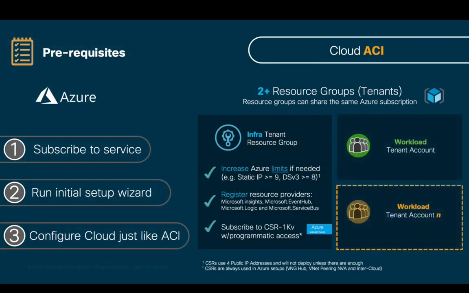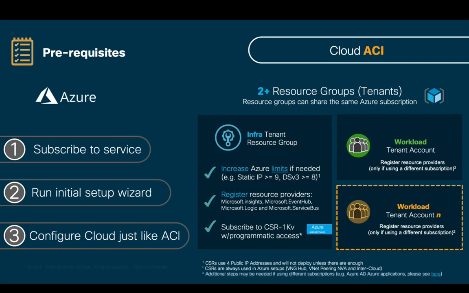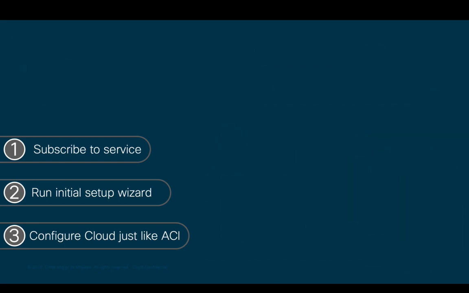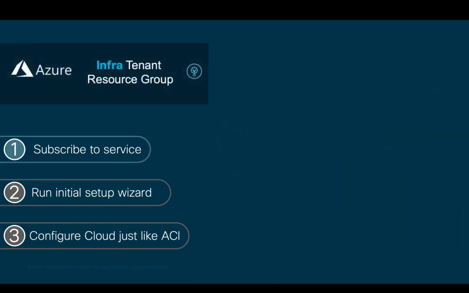Remember that each tenant you create in Cloud ACI on Azure will result in the automatic creation of a new resource group, either sharing the same Azure subscription as the infra tenant or in a different one. Once we have all the prerequisites met, let's subscribe to the Cloud ACI service.